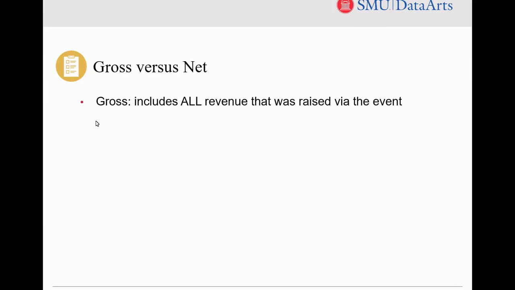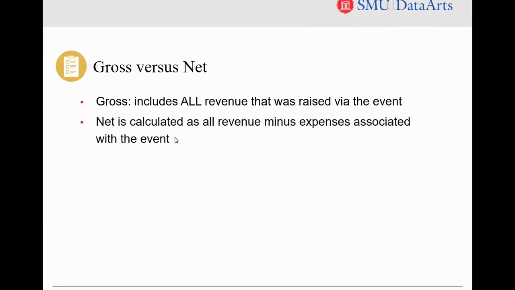I want to dig a little bit deeper into this concept of gross versus net. So just to provide some definitions. Gross refers to a figure that includes all revenue that was raised via the event. Net is a calculated number that would be all revenue that was raised minus expenses associated with the event.